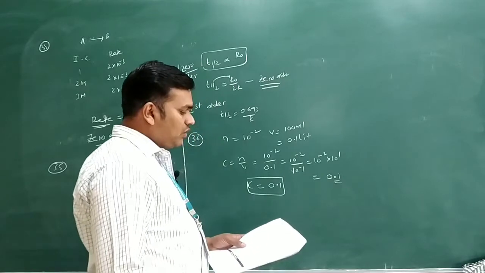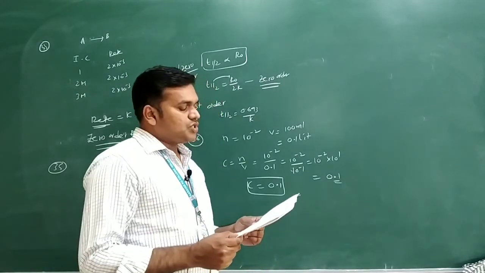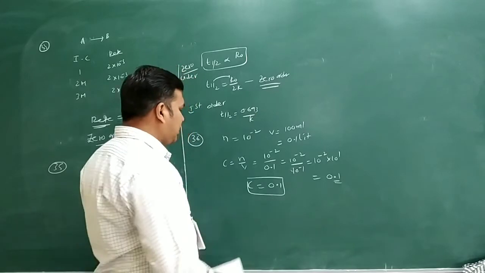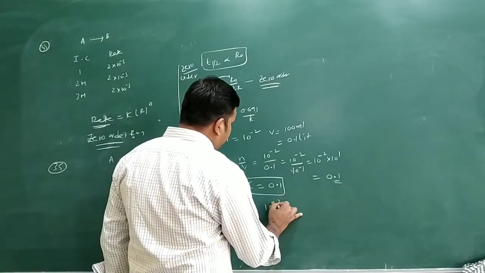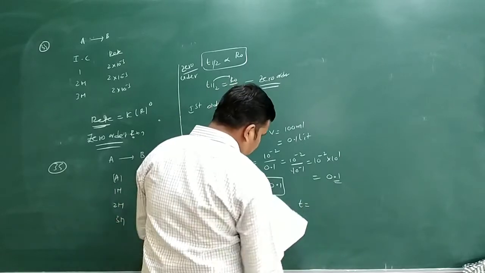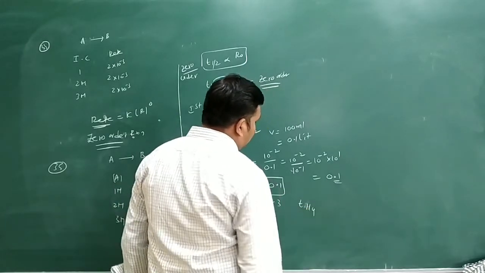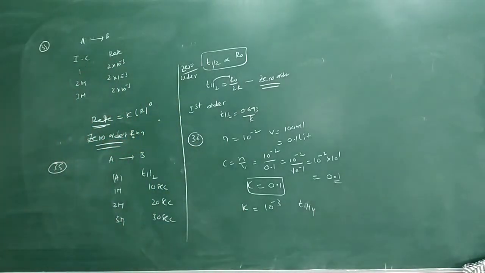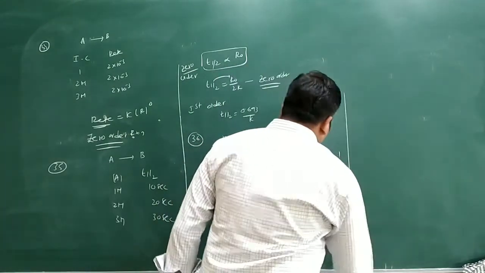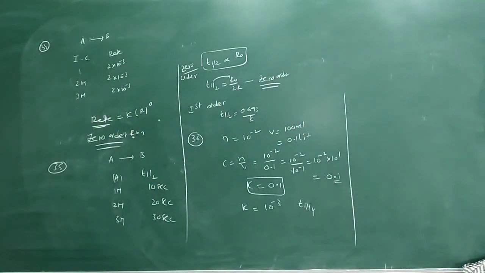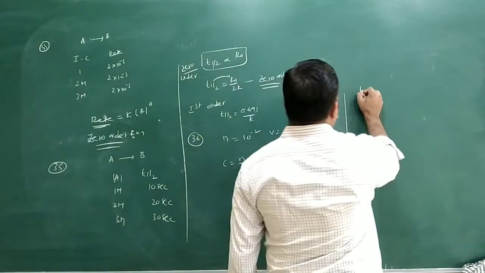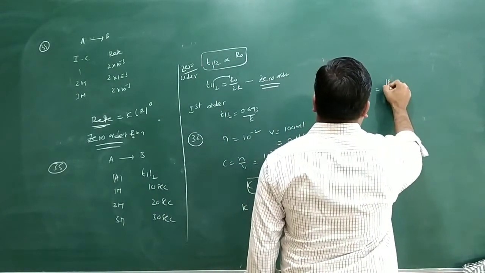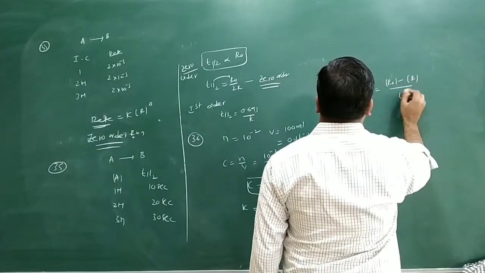Now the initial concentration is 0.1. Here the rate constant is given, K is equal to 10 power minus 3. They are asking for T1 by 4, the time at which one fourth has reacted. We can find out T1 by 4 for this equation. I will write one formula for this rate expression: T1 by 4 is equal to R naught minus R by K.